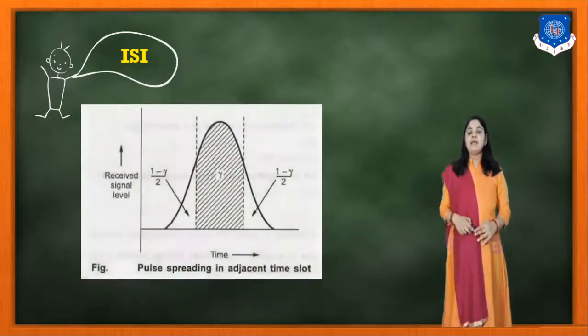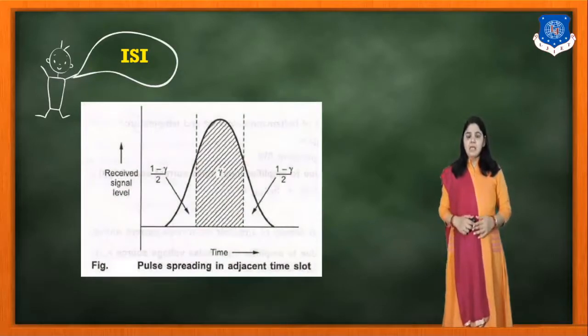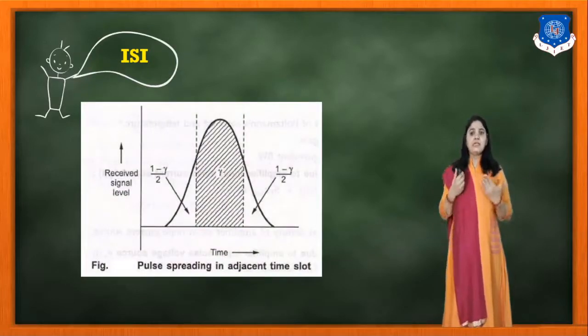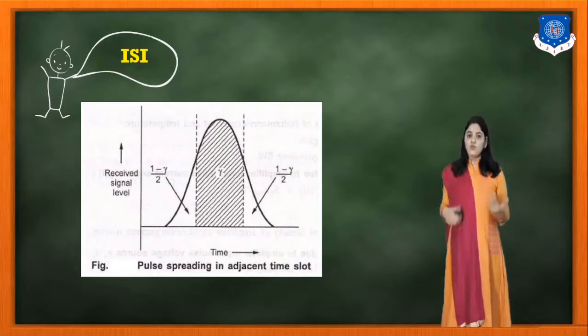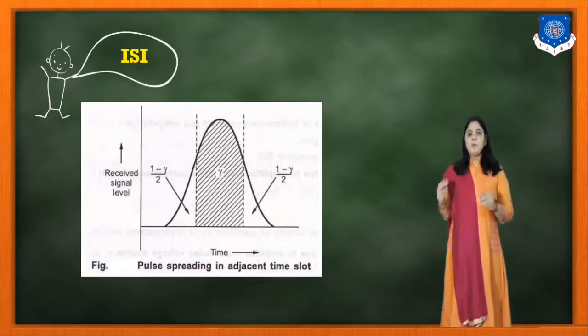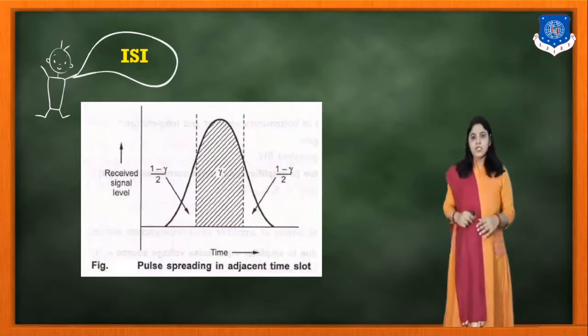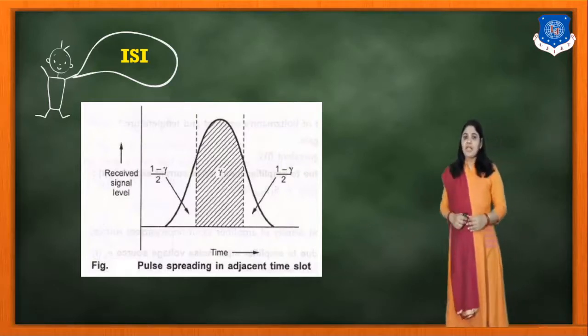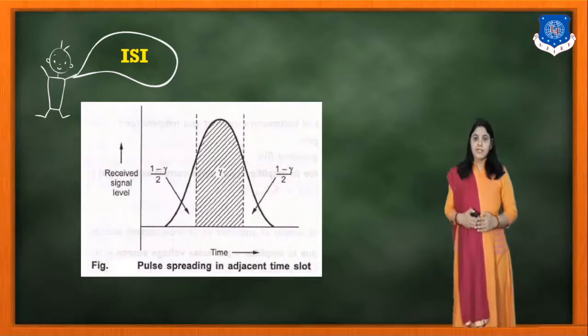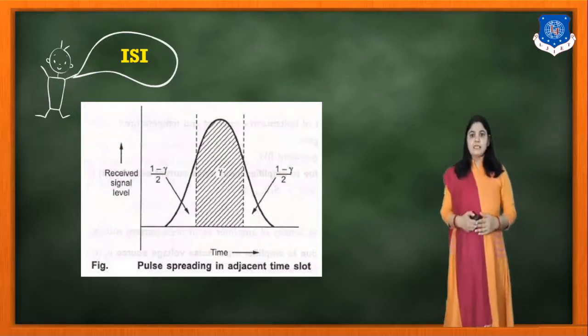Next is ISI. ISI occurs during digital transmission of the signal. When one pulse overlaps with the other one, the information can be lost at that particular time, which is referred to as inter-symbol interference.